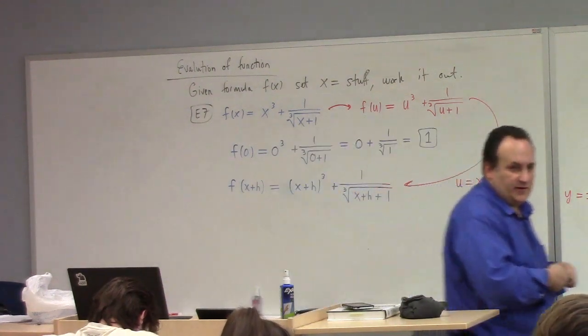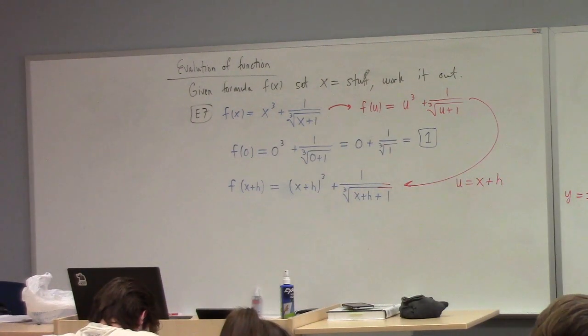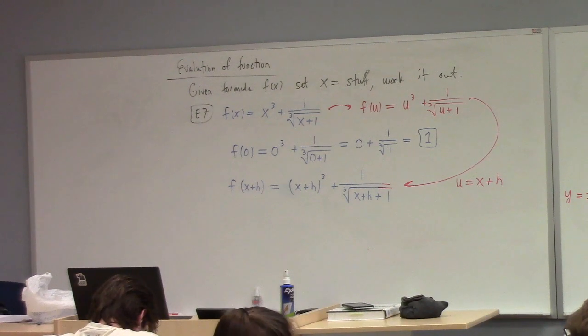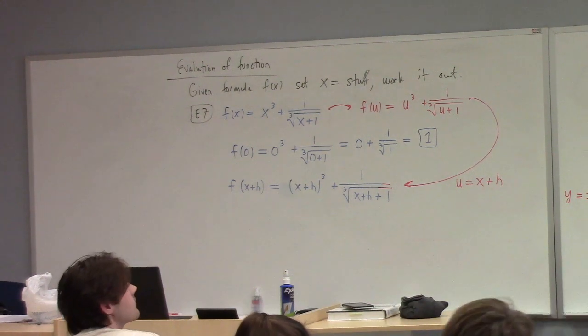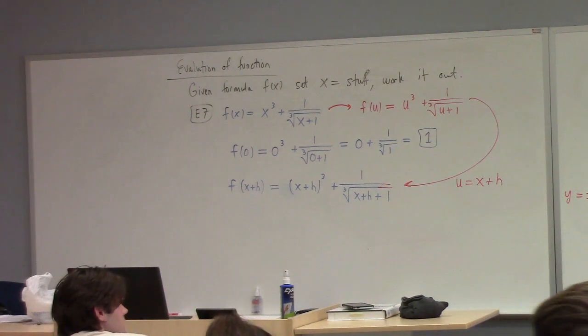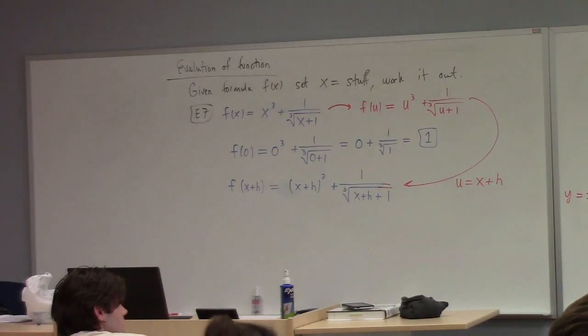There are other problems where you're asked to simplify this kind of thing. Like example 8 could be something like, I don't know, f of x equals 1 over x, and then simplify f of a plus h minus f of a. That's a kind of typical question.